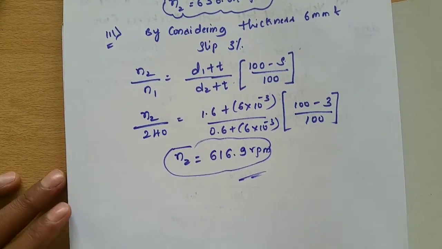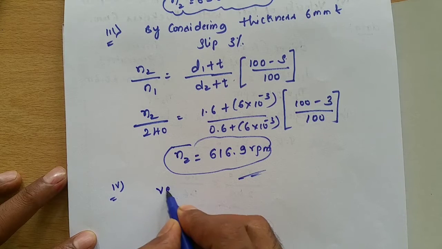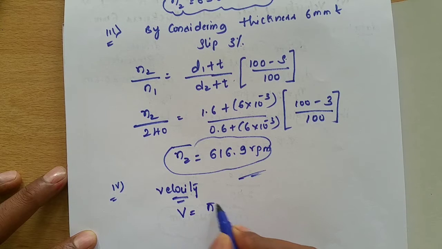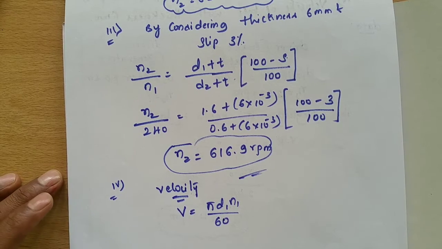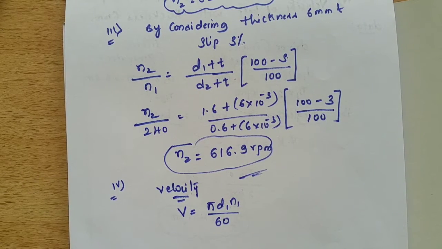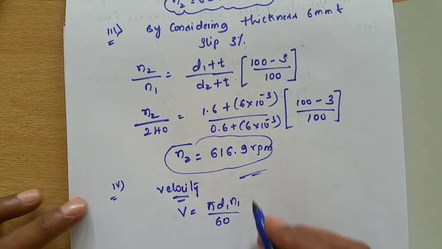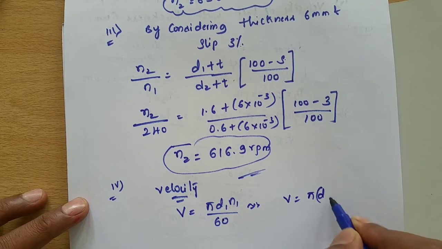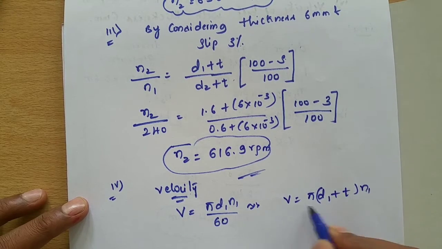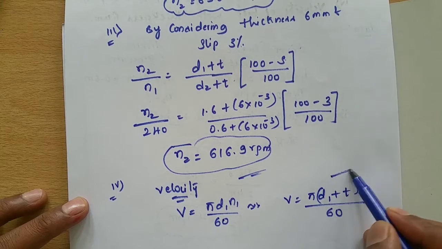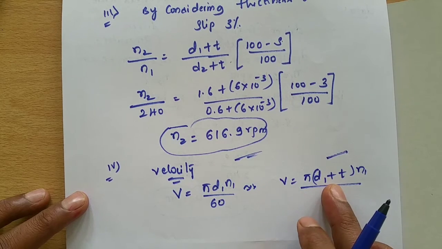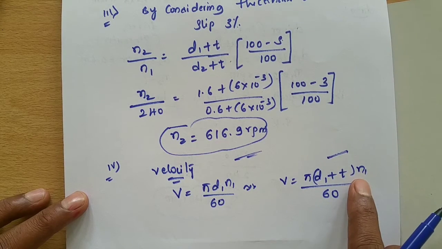Now we just move on to the fourth one, find out the velocity. So velocity is given by v is equal to pi d1 n1 by 60, which will be in meter per second. So this is a standard formula here, but when we consider the thickness of the belt, we have to take v is equal to pi (d1 plus t) into n1 by 60. This is the formula we have to take when we are considering the thickness into account.